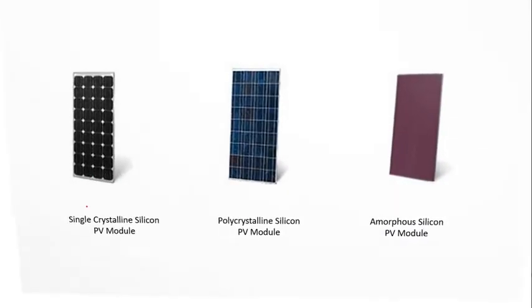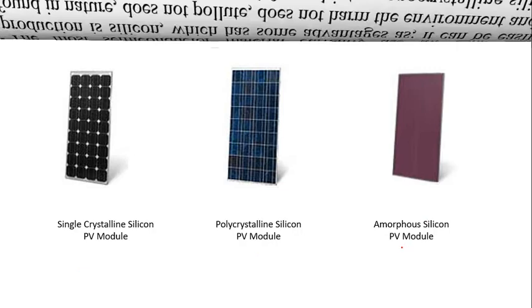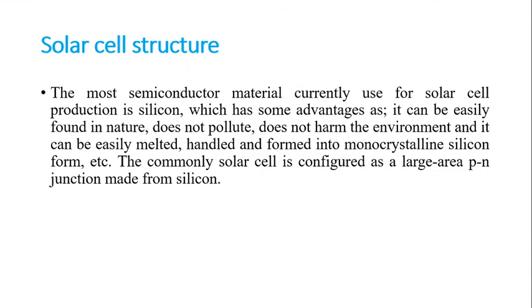So over here we can see the single crystalline silicon PV module, the second one is the polycrystalline silicon module, and the last one is the amorphous silicon PV module. We have not mentioned the hybrid one here. Okay, now the next is the solar cell structure.